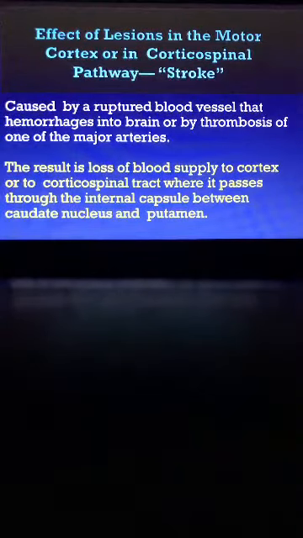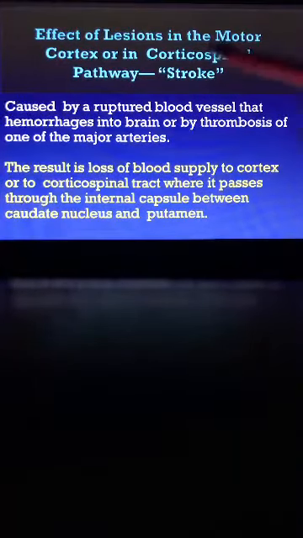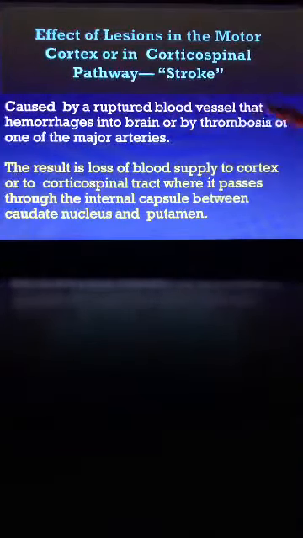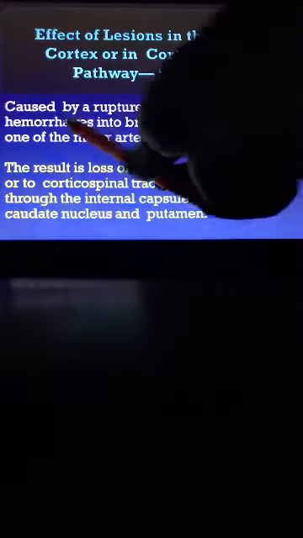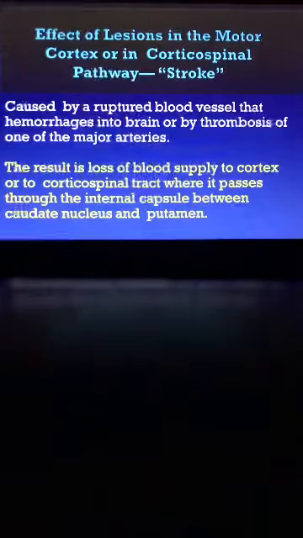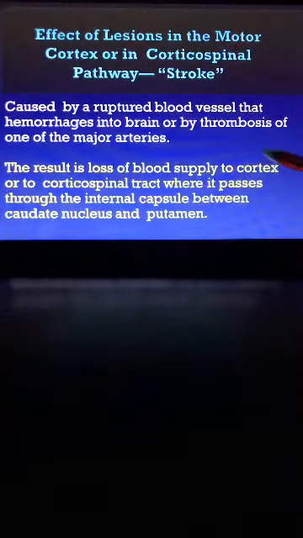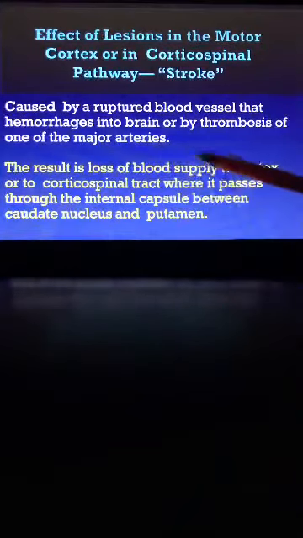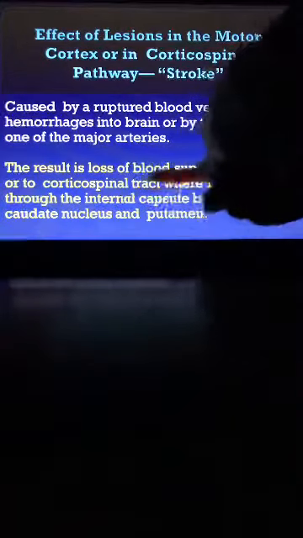Effects of lesions in the motor cortex or corticospinal pathway، مثلا ستروك هي الجلطة الدماغية، سببها عادة ruptured blood vessel نسميه hemorrhage، أو الاحتمال الآخر thrombosis، فإما thrombosis أو rupture نسميه hemorrhage. طبعا راح يصير عندنا loss of blood supply to the cortex or to the corticospinal tract. مثلا الانترنال capsule، هذا example between caudate and putamen.